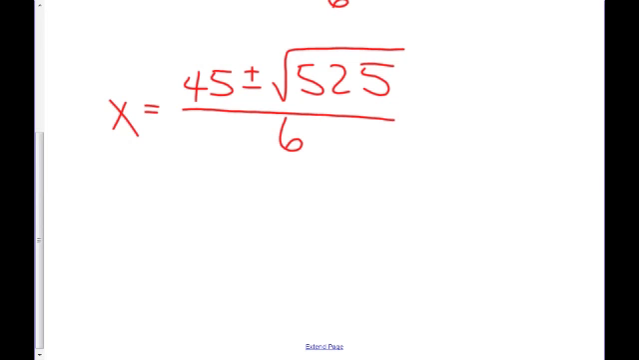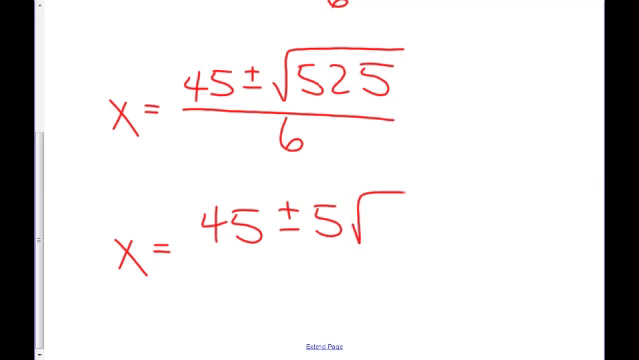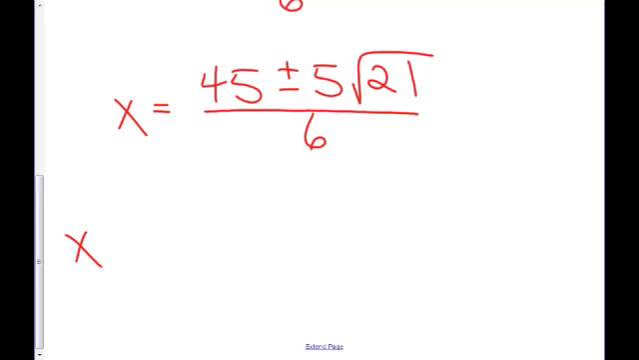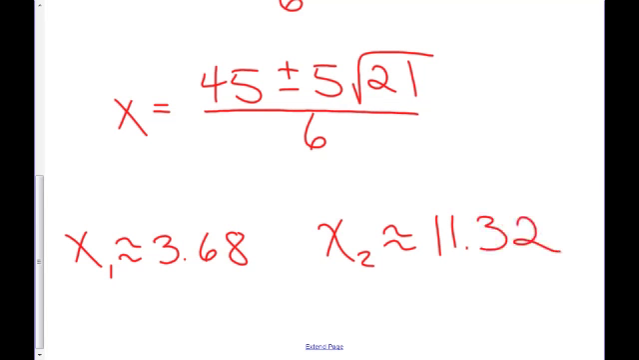Now we can take 25 out of 1,500. That goes in about 60 times, so here we have 45 plus or minus the square root of 5 root 21, all over 6. These are my critical points. And of course, we can actually just approximate this on a calculator to approximately 3.68. That's our first solution of the quadratic, and our second solution is approximately 11.32.